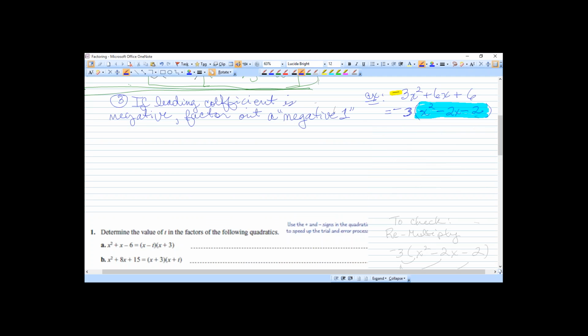Okay, so we want a positive leading coefficient. We want to make that happen by factoring out a -1.